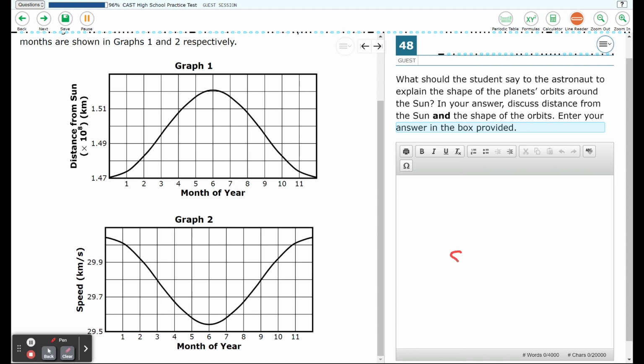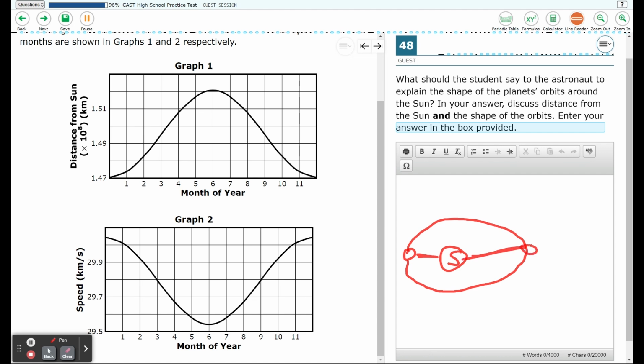So if we have the Sun here, if the Earth is getting closer at some points and farther away at other points, and this is exaggerated, then we'll end up with an oval shape or an ellipse, as we see here. So make sure you mention that in your findings, and mention, of course, that it is closer to the Sun at some points and farther from the Sun at other points.